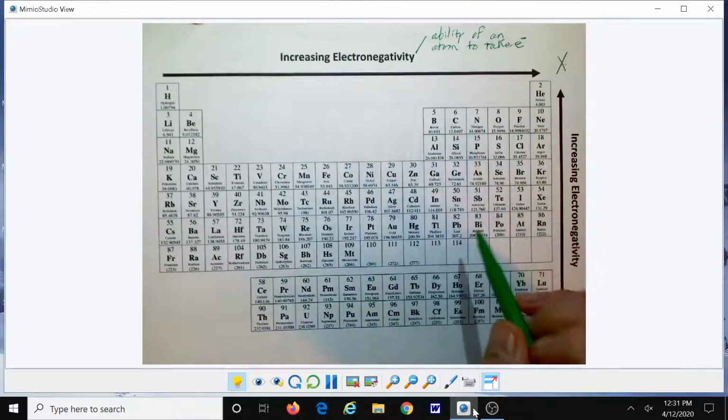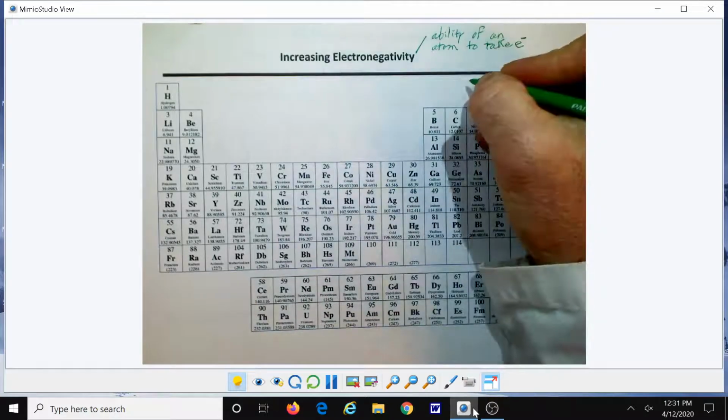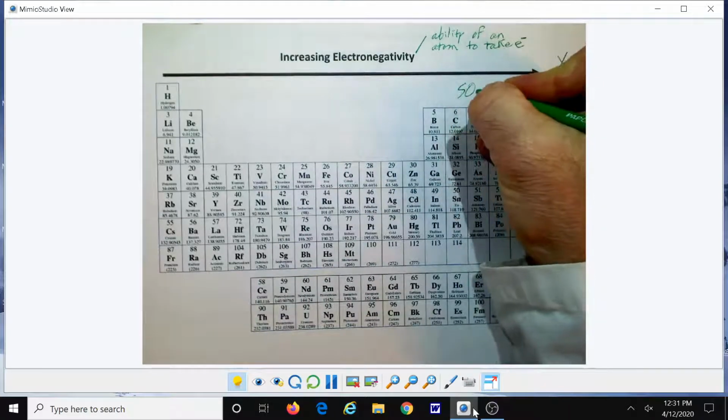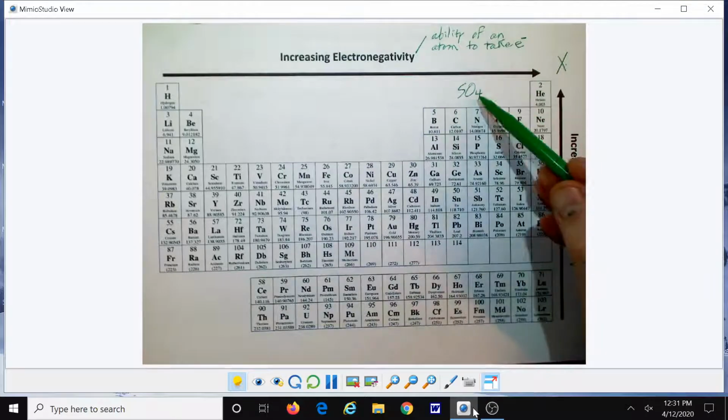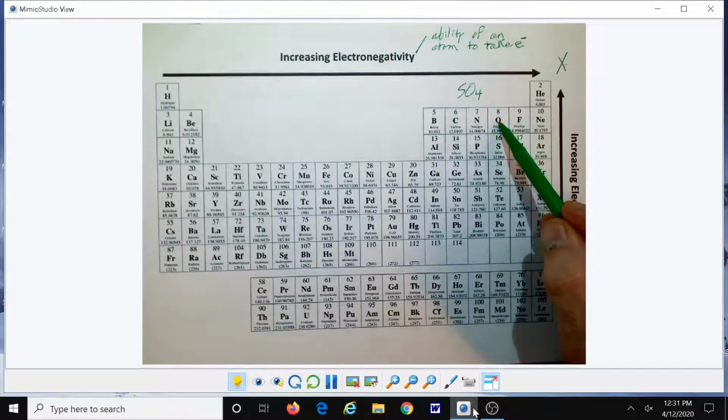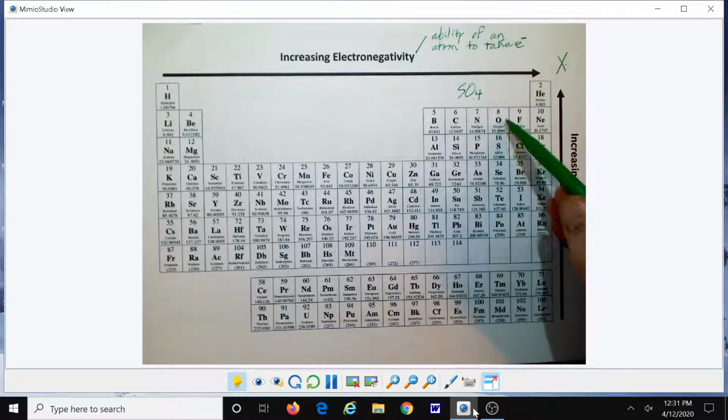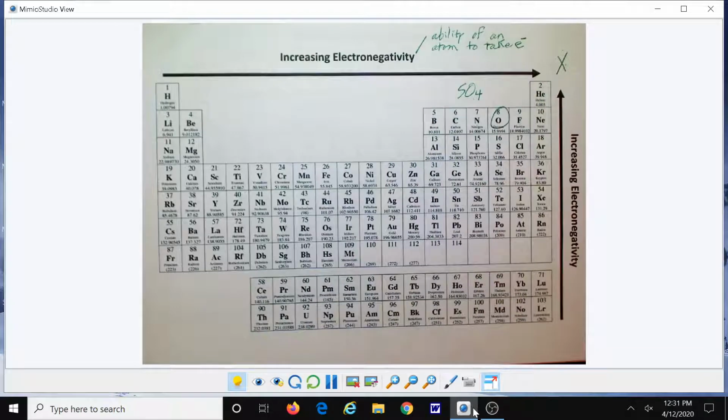Well, let's look at our example of sulfate, which is SO4. Well, if we look where oxygen is, it's right here. And if we look where sulfur is, it's below it. So which element is going to have the higher electronegativity? It's going to be the oxygen. Okay.